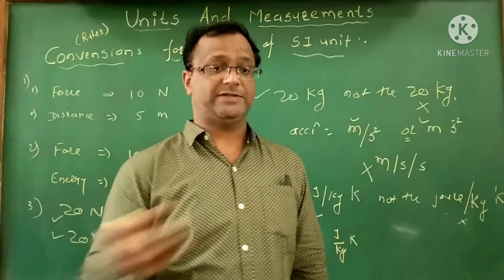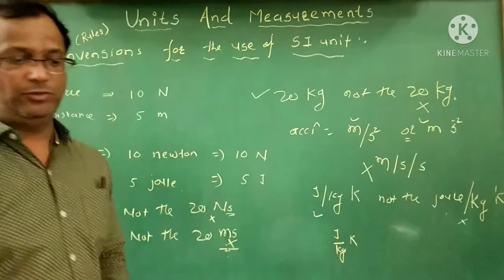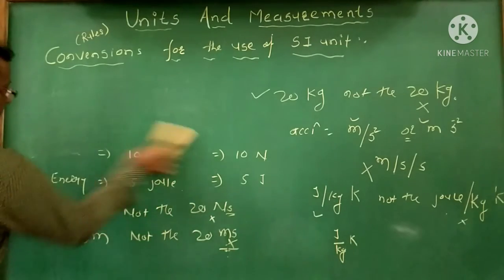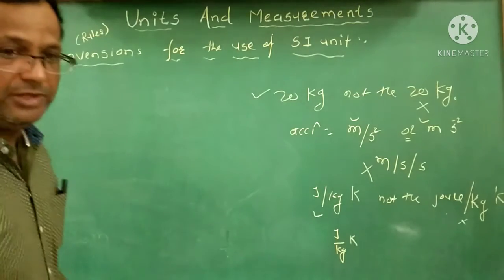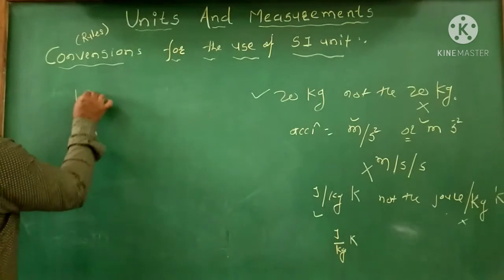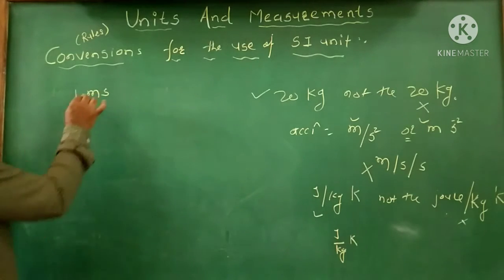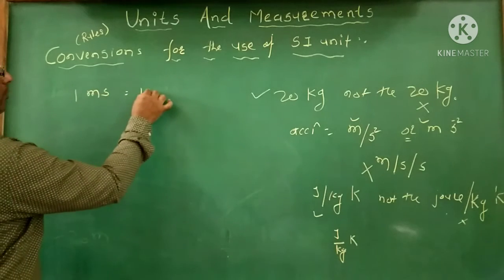Suppose we want to write down 1 millisecond, then we write it like this: 1 ms. Don't give a space in between. This will be the prefix.